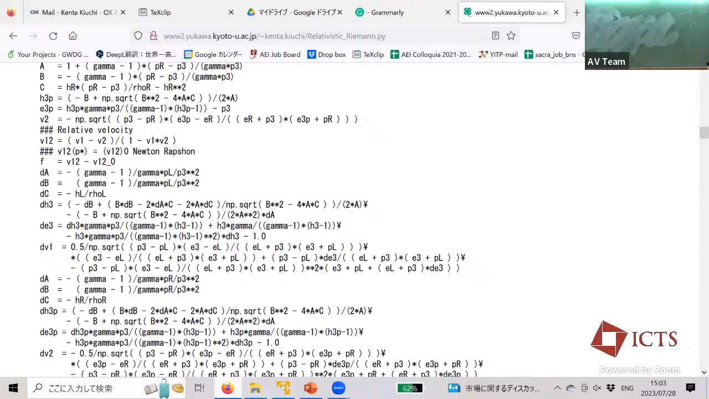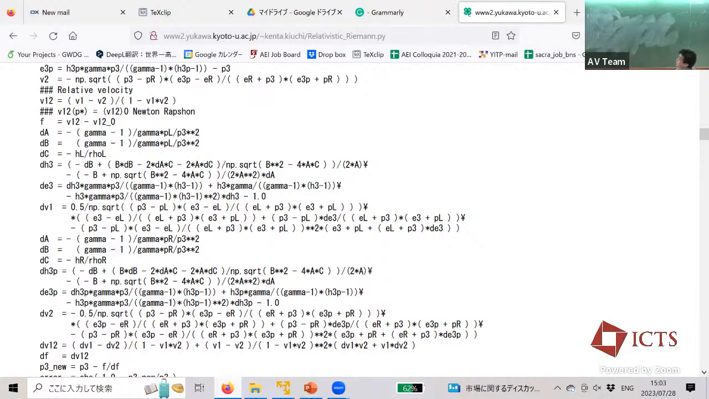this F equal to zero as a function of the unknown value of the P3 or P3 prime. So again, here I employed the Newton-Raphson method to solve these equations. The final task is that you need to evaluate the DF. F is this function, but the V1, 2 is a complex function of the intermediate pressure P3 or P3 prime. It's complex, but it's straightforward.